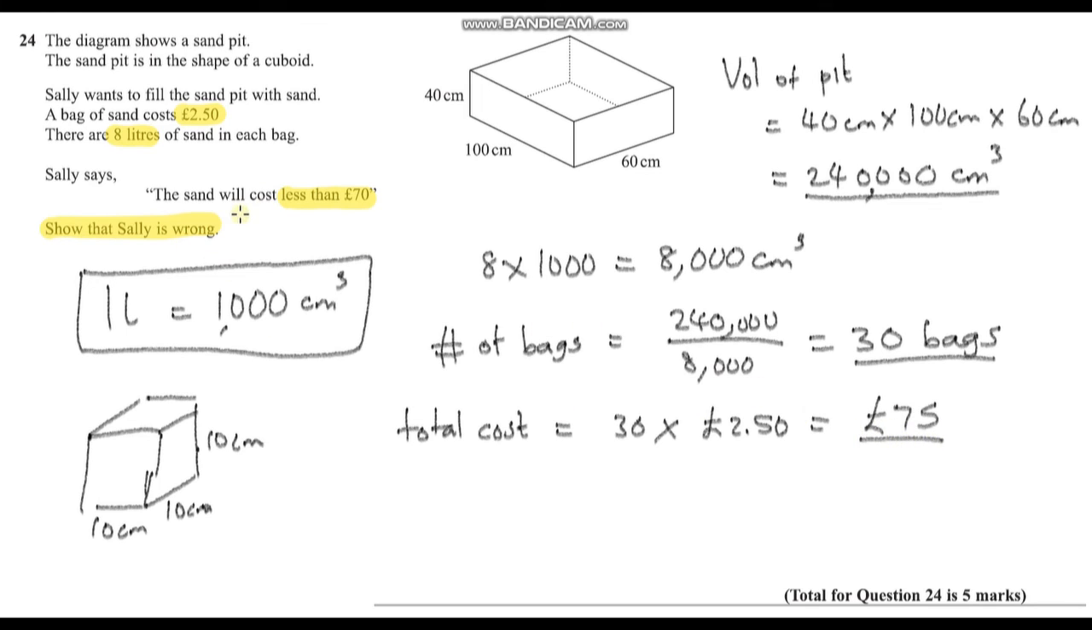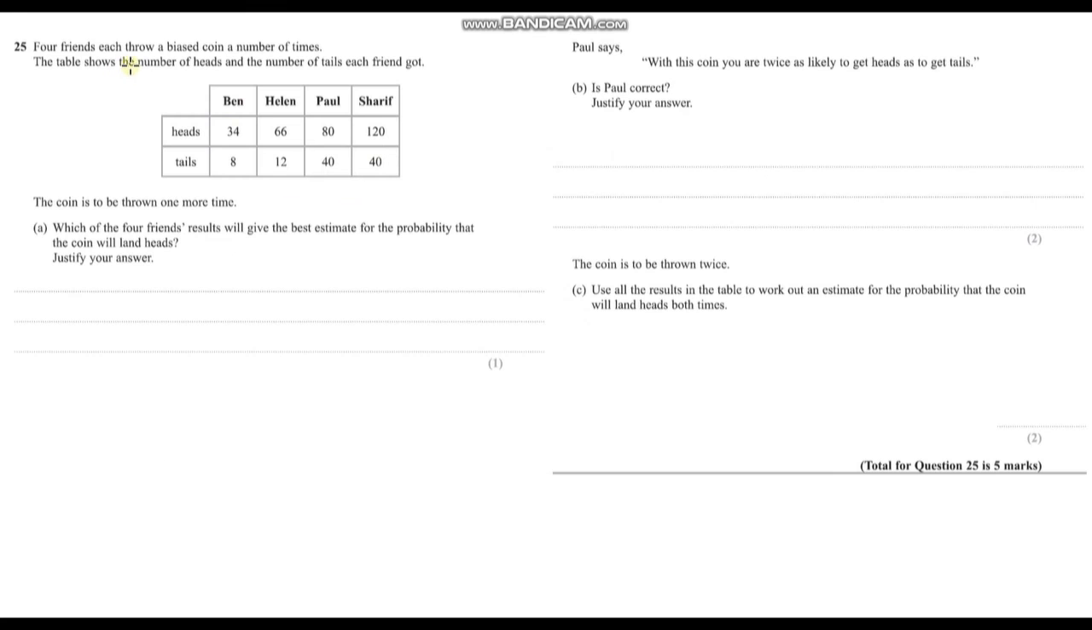Okay, now we've got the total cost, we can answer the question. Sally says that the sand will cost less than £70. Well, no, she is definitely wrong. The sand will cost more than £70. It will cost £5 more. So to show that Sally is wrong, we can just say that Sally is wrong because £75 is greater than £70. And we're done.